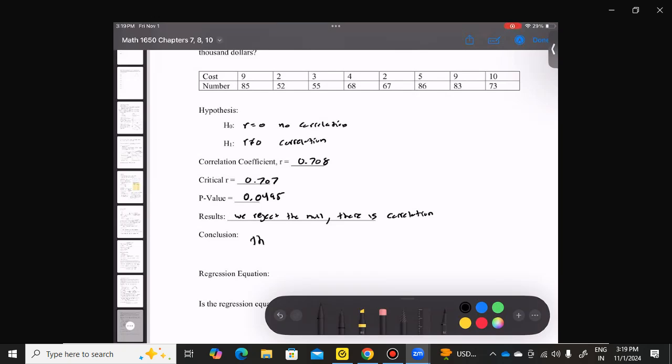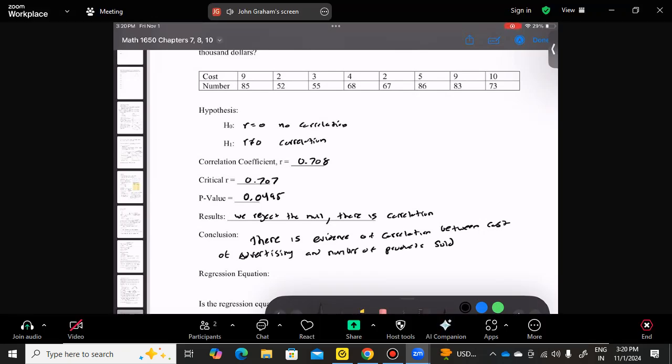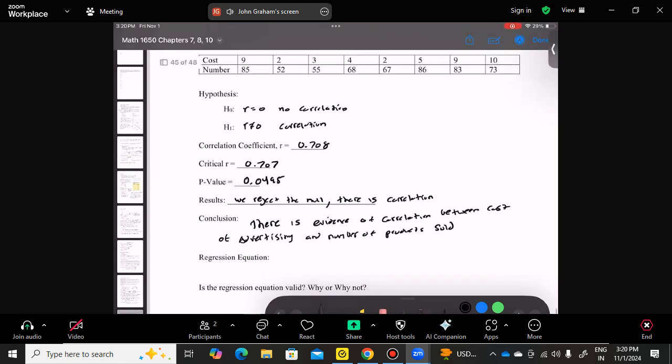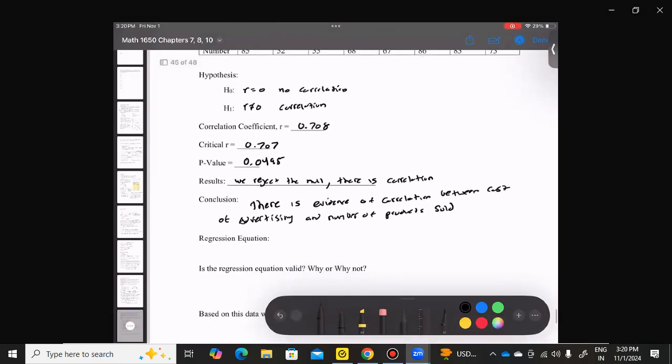So there is evidence of correlation between cost of advertising and number of products sold. It's possible that the reason it's so close to almost not having correlation is because maybe there are a lot of factors that come into this, and so it's kind of muted down some.